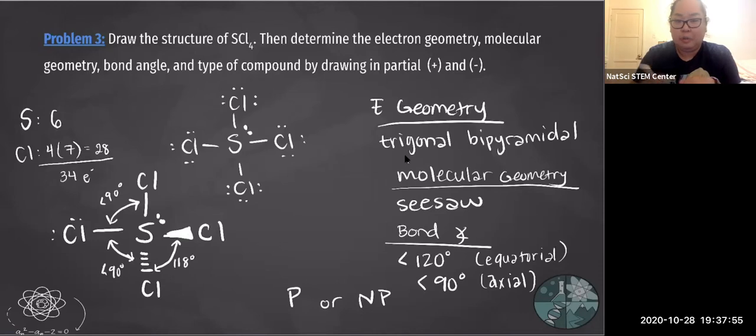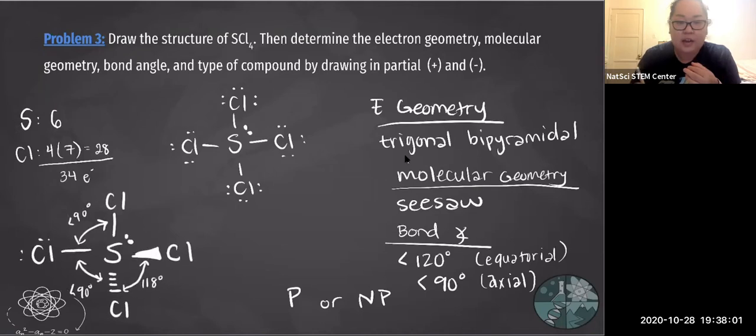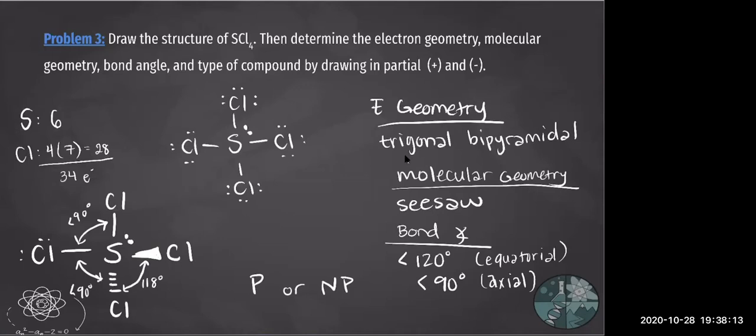This is, you probably won't have to do this, but this is just for explaining the reasoning behind why they have those two angles. So for polar or non-polar, what did you guys get? I got polar. It should be polar, I think. Yeah.